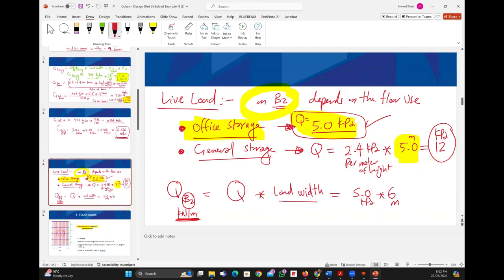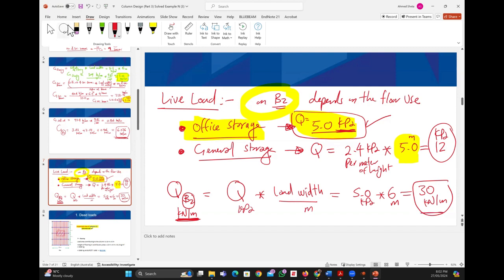Do you understand this one? So how much is the total load on the beam? 30 kilonewton per meter. Okay. All good, Shannon? Yes, thanks. Just because this value is in kPa, we need to multiply the kPa value times the load width to get it in kilonewton per meter.